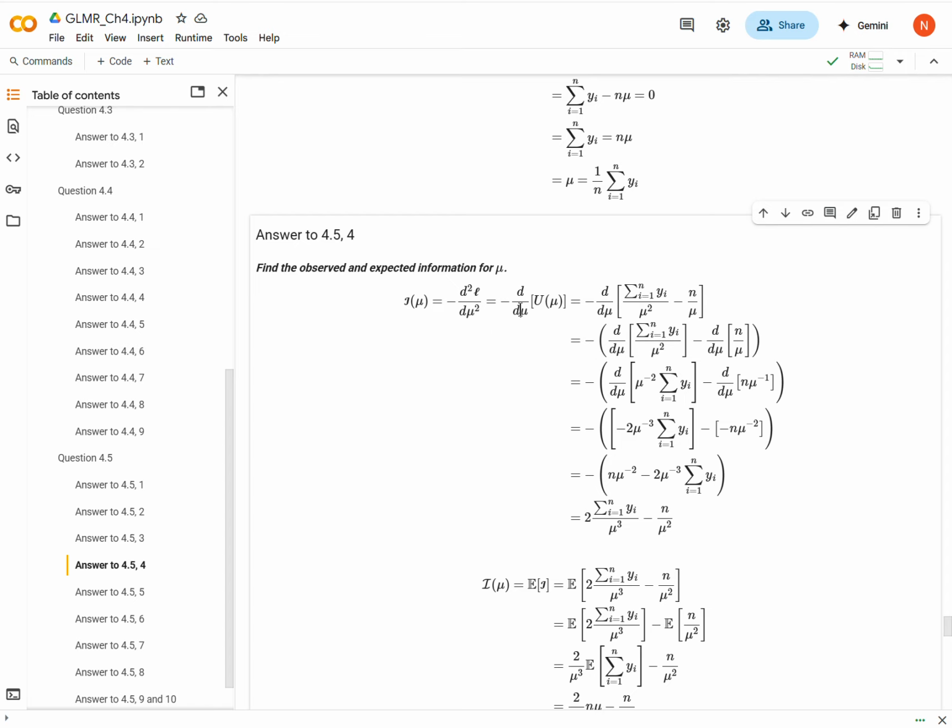Information? Well, that is just the negative first derivative of the score function, or stated differently, remember that the score function is the derivative of the log likelihood. So we could also say that it is the negative second derivative of the log likelihood.